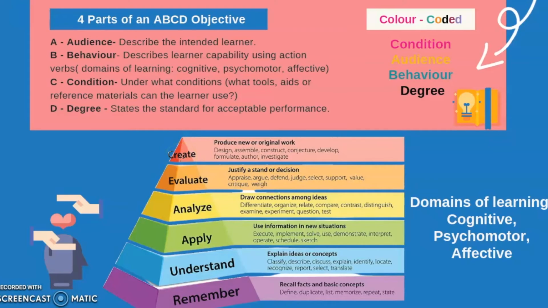And then the last stage, you have create. And some verbs that can be used are design, assemble, construct, conjecture, develop, formulate, author, and investigate. So when you are creating lesson objectives, it is essential that you have this diagram along with the list of verbs that can be utilized so that you are effectively utilizing this pyramid with these stages to ensure that your lesson is not only at the lower level stage, but you are also ensuring that the higher level thinking skills are also taken into consideration when you are creating your objectives.